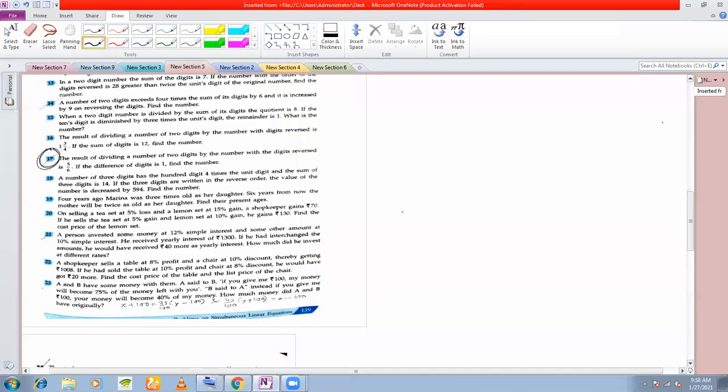Read the problem once again. The result of dividing a number of two digits by the number with the digits reversed is 5 by 6. Okay, so this part is clear. The second part: if the difference of the digits is 1, find the number.